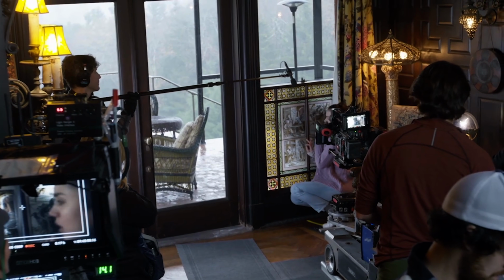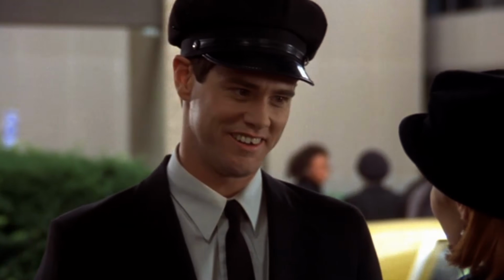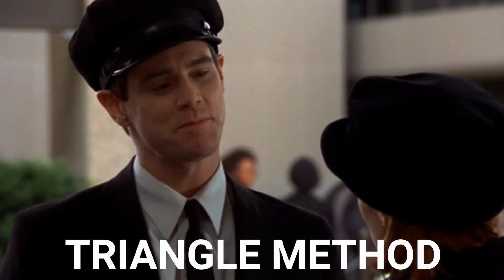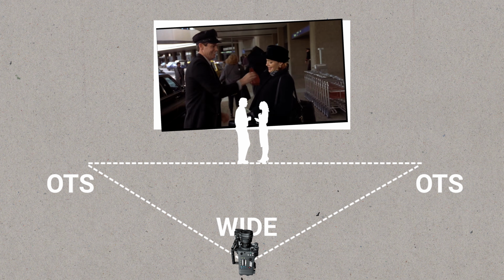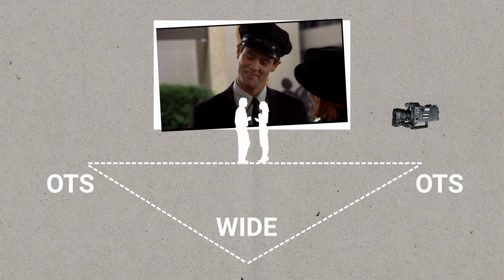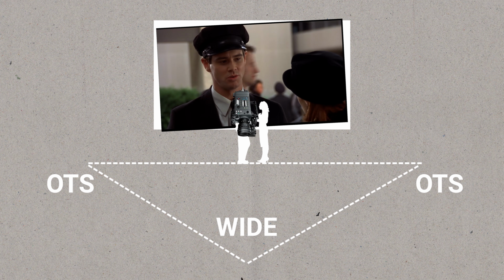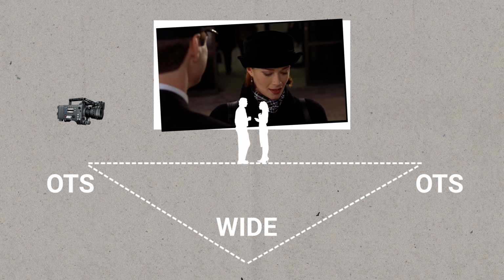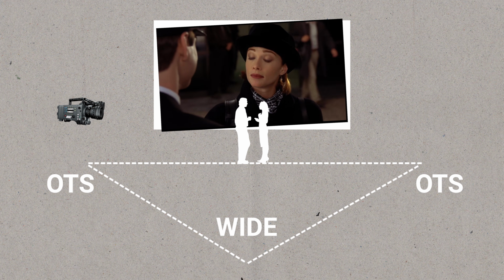The simplest way to film a scene so you can edit it together later is with the triangle method. So there's two people talking to each other and you film the wide shot. Then you go to one side and you film an over-the-shoulder shot, and then you go around the other side and you get another over-the-shoulder shot, and now you filmed in a triangle, so we call it the triangle method, and that's how you film a scene.